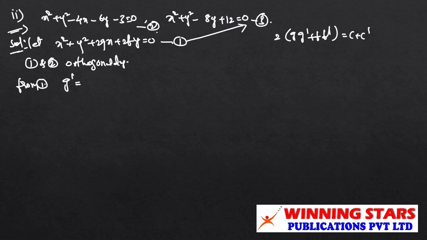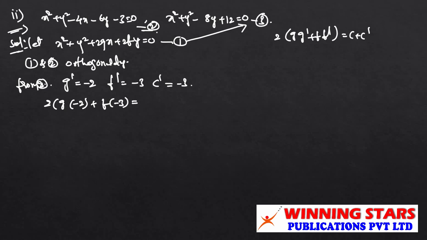g' is equal to, sorry, this is 2, no? So from 2, g' is equal to minus 2, and f' is equal to minus 3, and c' is equal to minus 3. So I will substitute in this one. It will become 2g' into minus 2 plus f' into minus 3 is equal to c + c', no?